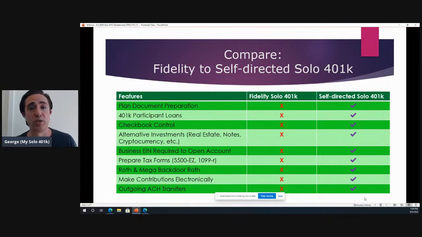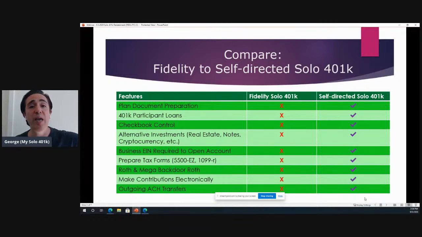Tax form preparation. So once the value of the plan goes above $250,000, a Form 5500-EZ is required. If you roll money out of the plan, let's say you roll it over to an IRA, or you take a distribution, a 1099-R is required. So Fidelity is not going to prepare that 5500-EZ. They're not going to issue that 1099-R. Whereas we do that for our clients as part of our services for no additional charge.